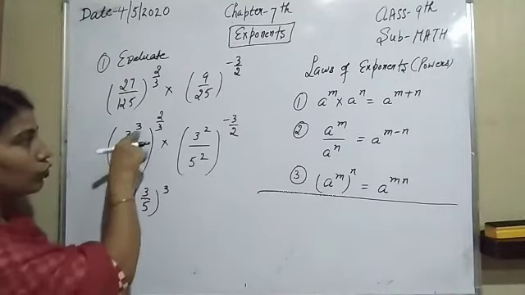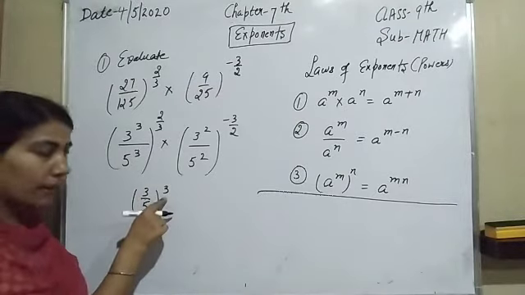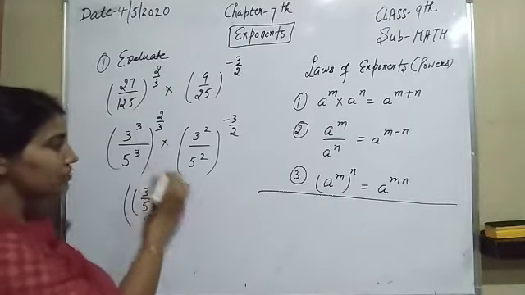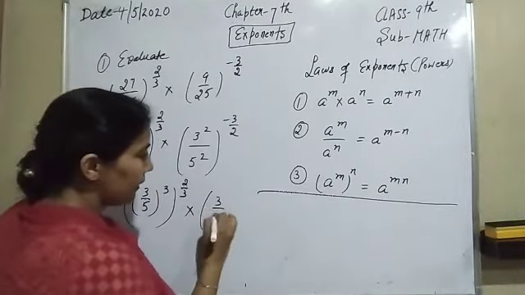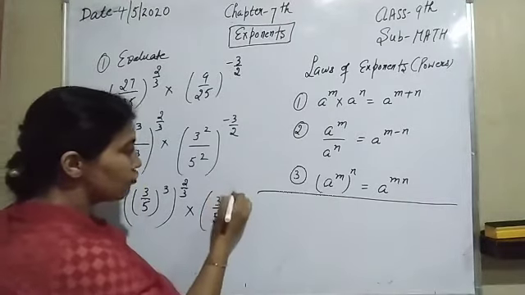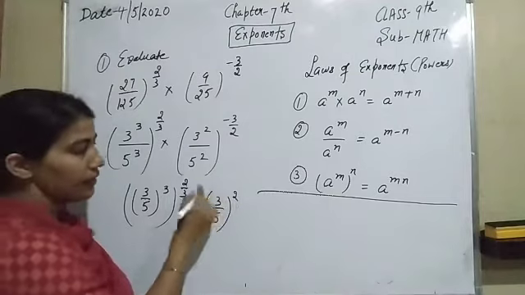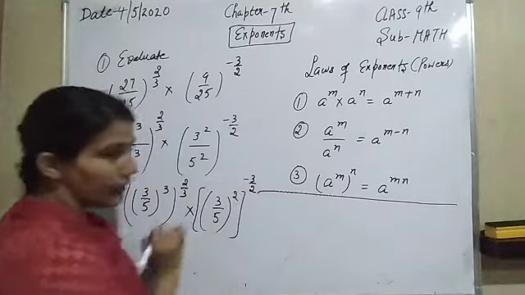3 by 5 whole cube, because both the powers are the same. So we can write it as only 1 power. 3 by 5 raised to power 3, and its whole power is 2 by 3. In the same way, we can write it as 3 by 5 raised to power 2, because both are the same. Then we can write it in this way, and the whole power is minus 3 by 2.